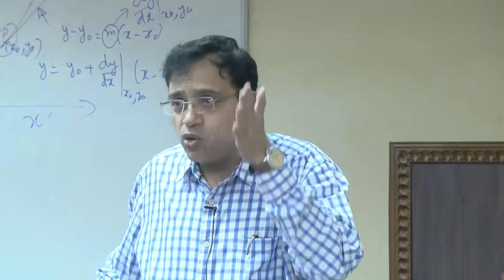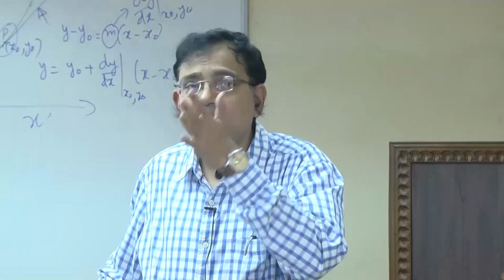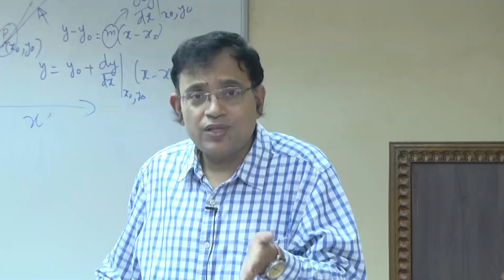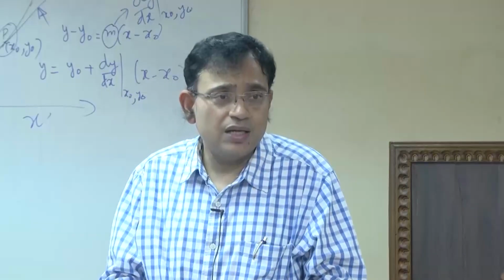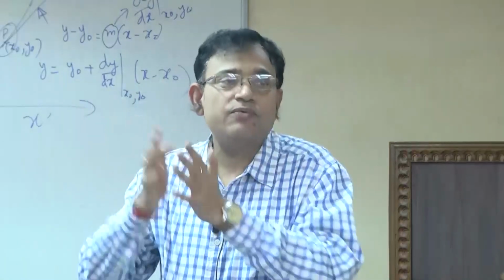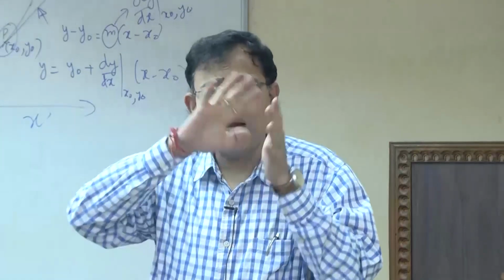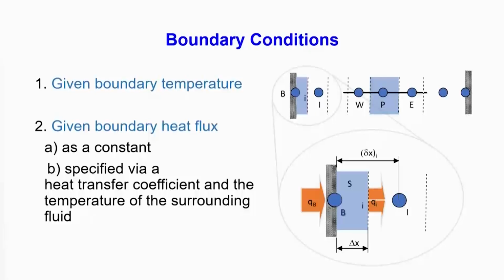If the value of the variable is given, it is called a Dirichlet boundary condition in mathematics. If the gradient is given, it is called a Neumann boundary condition, and if the gradient is given as a function of the value, it is called a mixed boundary condition. It is either of these, and the physical situation is also like that. This is the way by which you give boundary conditions.